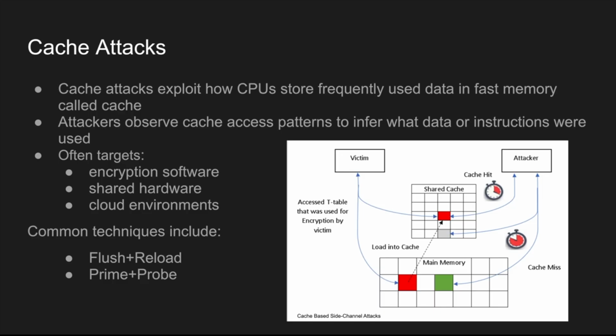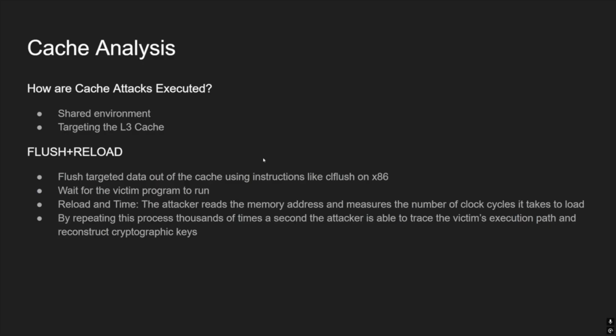This is often done by measuring access times to different memory locations. Cache attacks are particularly dangerous in shared environments, such as cloud computing, where multiple users may be running programs on the same physical hardware. In those cases, one user could potentially learn sensitive information about another user's process. Cache attacks rely on the attacker and the victim sharing some physical memory, which is common in cloud environments.